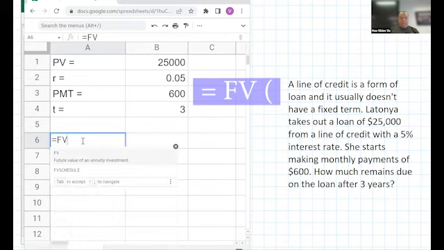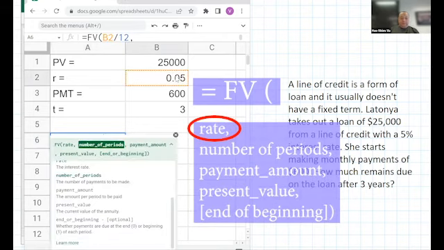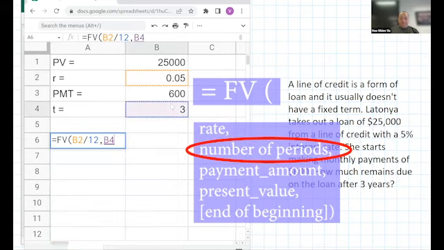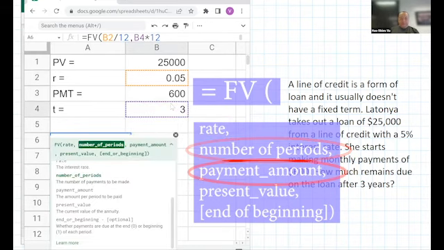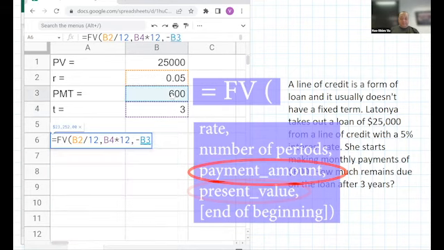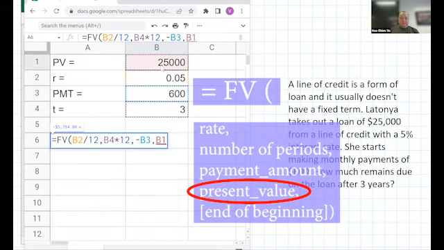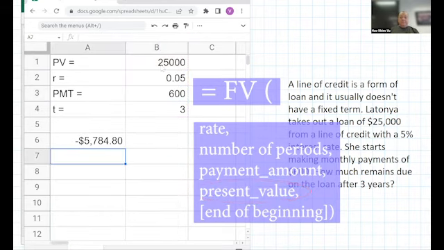Equals future value. The rate is this, divide by 12, comma. Number of periods is this, times 12, comma. The payment amount is negative of this, comma. The present value is this, close paren. 5784.80 still owed.